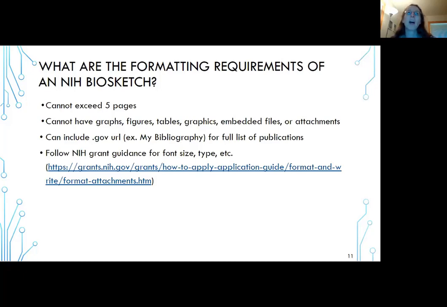In terms of other formatting guidance, things like font size, font type, that's going to follow the same guidance as for the rest of the entire grant proposal. So NIH generally provides that for the grant as a whole. The Biosketch is going to follow that same guidance.